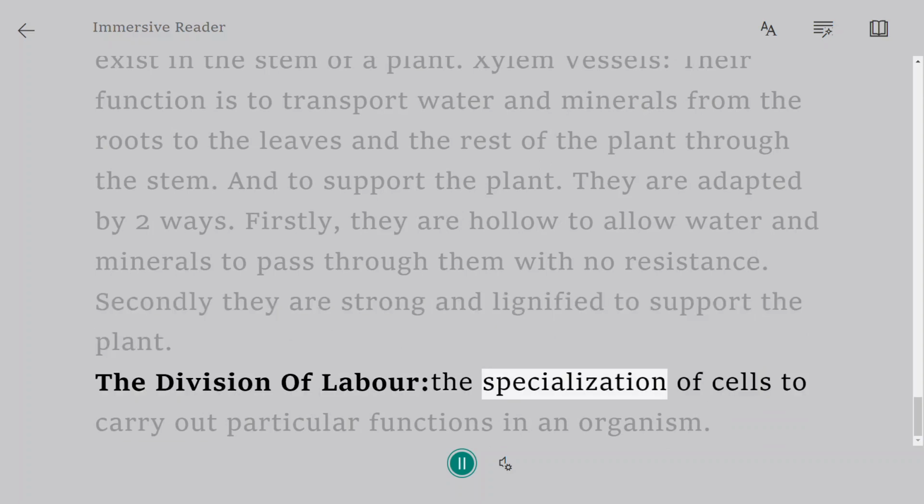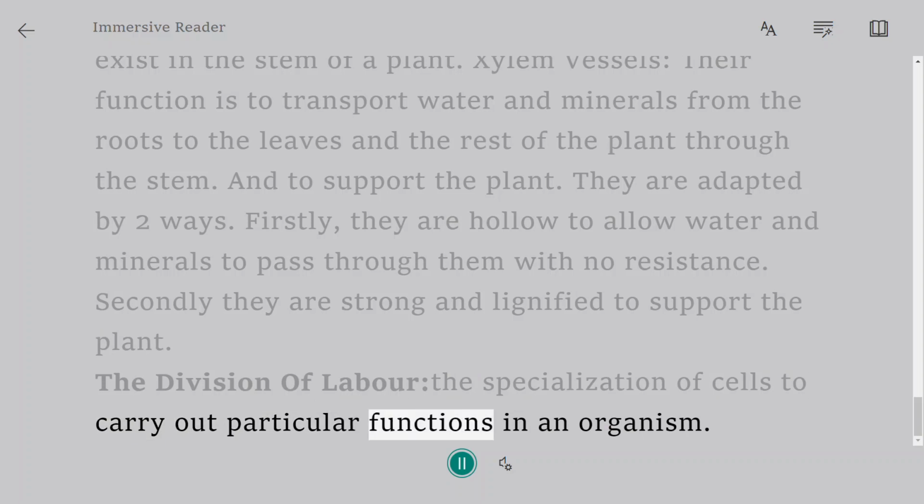The division of labor: the specialization of cells to carry out particular functions in an organism.